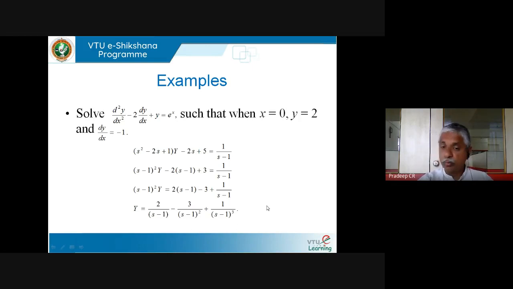Why did I do this? Because if this form is there, it's easy for me to find the inverse Laplace of this. It's very easy because it is after all 2 by s.